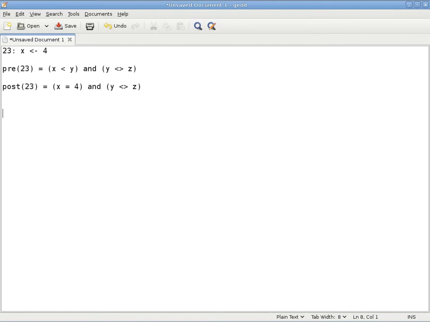Okay, that's it. We start with a precondition. We look at the statement itself, find out what it does, and then we try to come up with the postcondition. Was it hard?